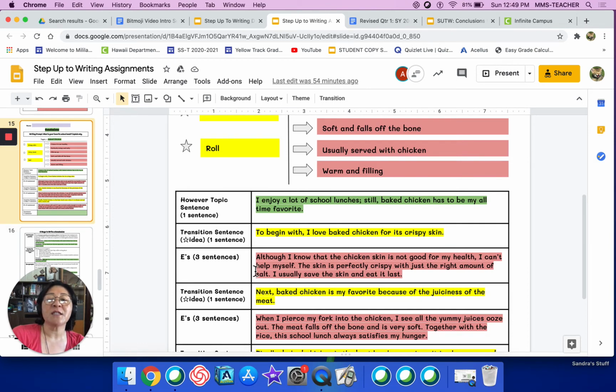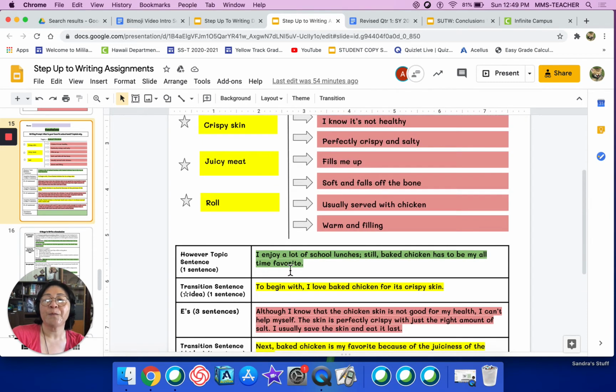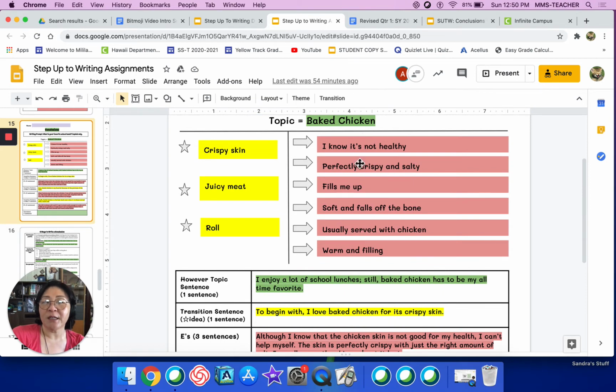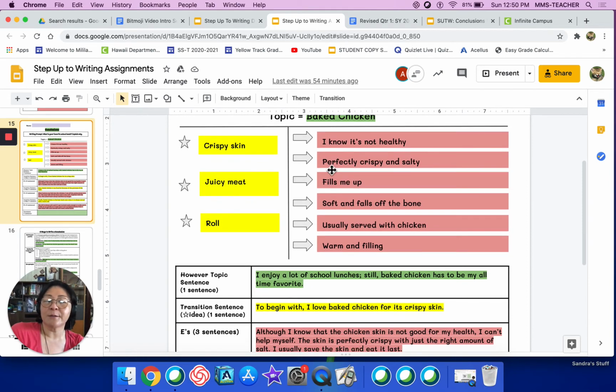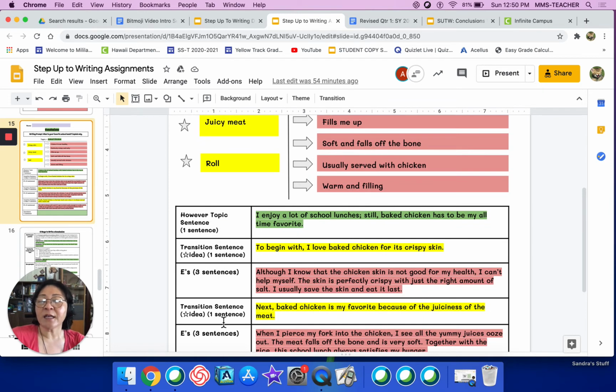Although I know that the chicken skin is not good for my health, I can't help myself. The skin is perfectly crispy with just the right amount of salt. I usually save the skin and eat it last. So these 3 sentences came from these 2 E's. Okay, and I want to remind you that when you're doing your T-chart, it doesn't have to be complete sentences. It can be words and phrases that you will eventually turn into your own sentence. Okay, the second star idea with a transition is, next, baked chicken is my favorite because of the juiciness of the meat.